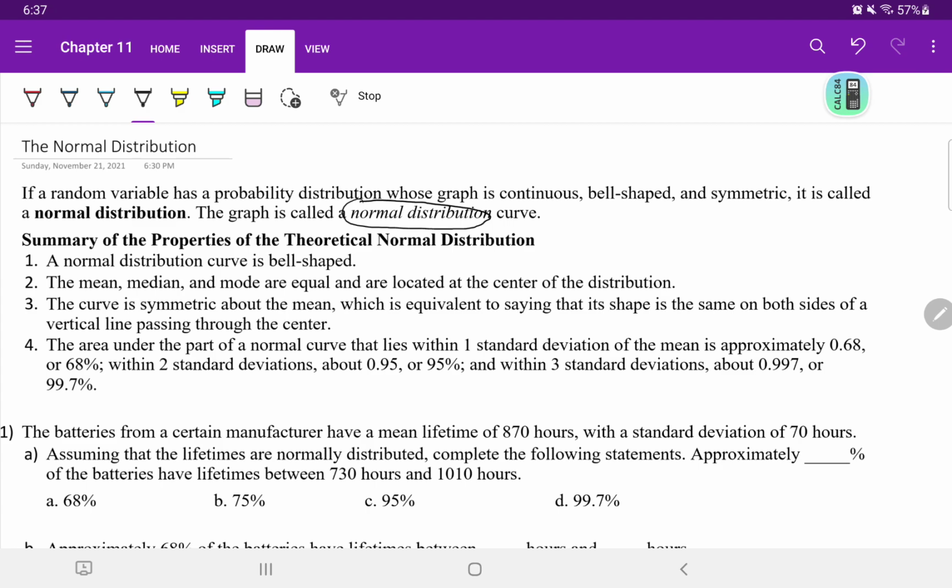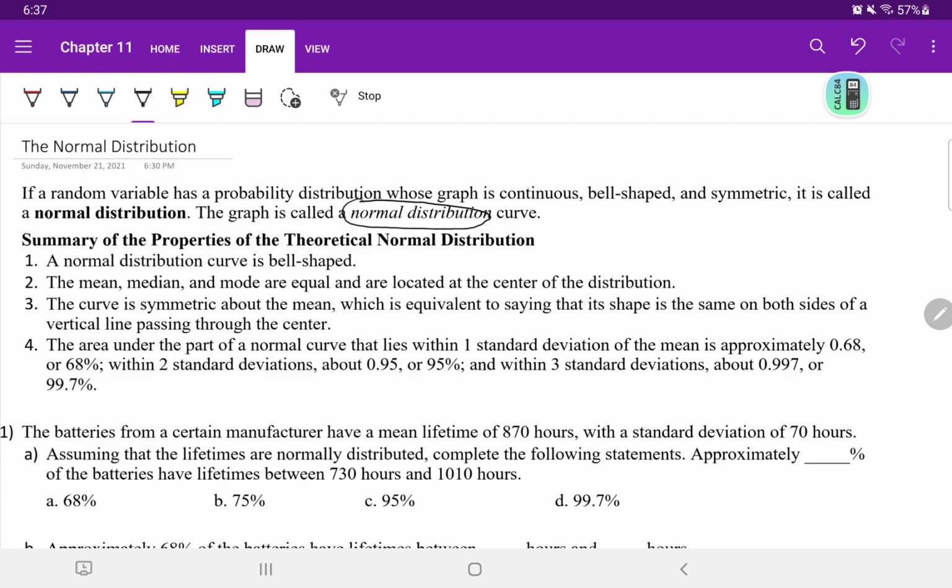A normal distribution curve is bell-shaped, and I'm going to draw one in a few minutes. The mean, median, and mode are equal and located at the center of the distribution. Well, the median is the middle, so it has to be at the center. Once again, going back to equality between the mean, median, and mode, we learned that in the measures of averages. When the mean, median, and mode are exactly the same, or in reality approximately the same, then we have a symmetrical distribution, and that represents an overall consistency within our data set.